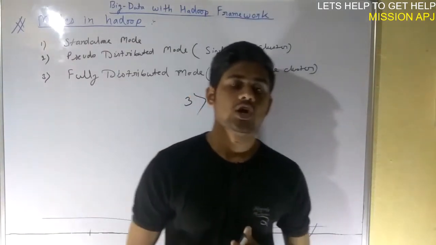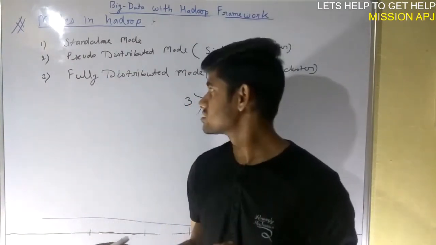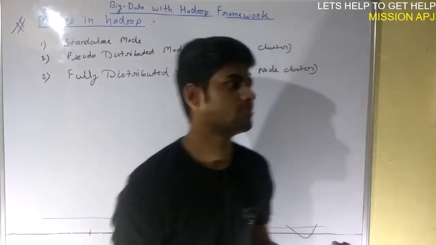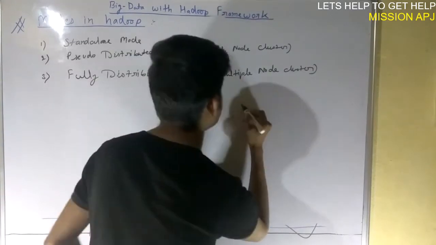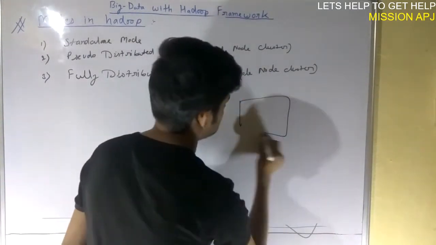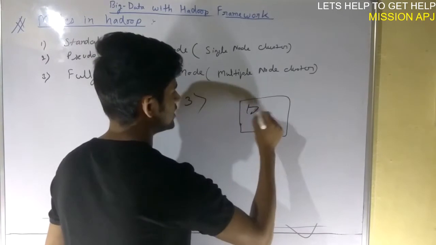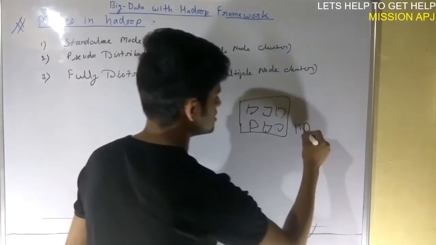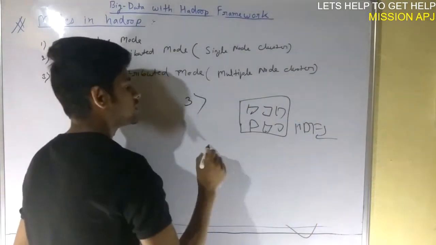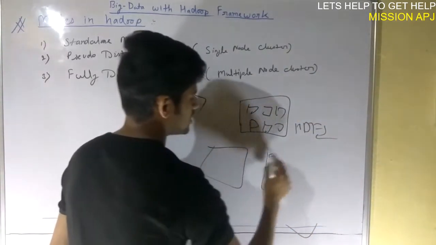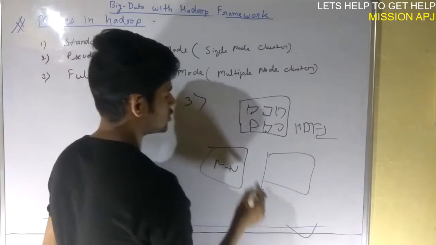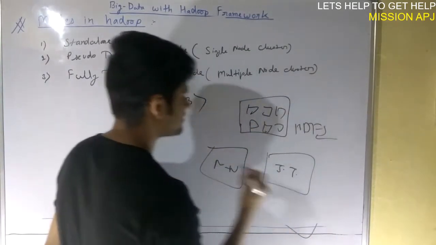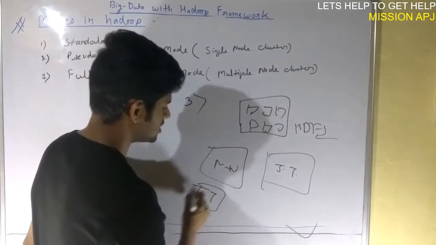Now the third one is fully distributed mode, that is multiple node cluster. Fully distributed mode means everything will be on separate nodes. Your data is in the data center as data nodes, as HDFS has been used here. Now your name node is one system, your job tracker is another single system, and the task tracker is yet another single system.